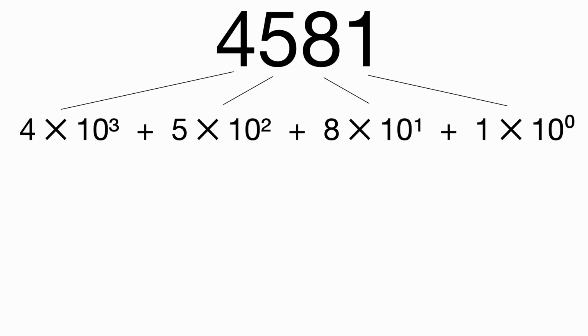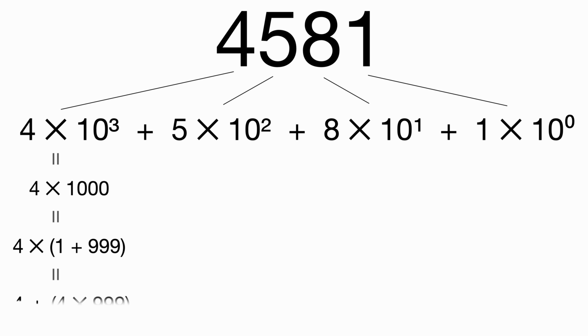Going back to our example of 4,581, we start with 4 times 10 cubed, which is 4 times 1,000, which is 4 times 1 plus 999, which is 4 plus 4 times 999.